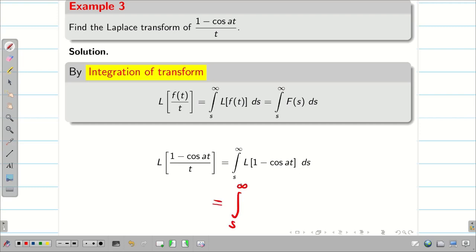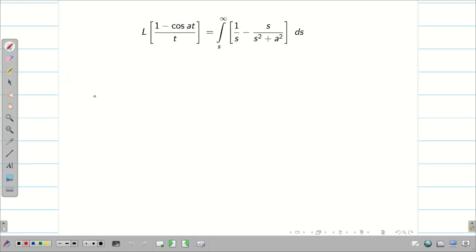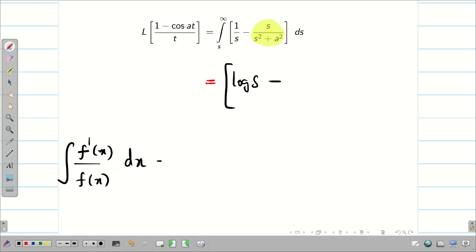Now applying Laplace transform, L of 1 is 1 by s minus L of cos a t is s by s square plus a square ds. Next we have to integrate this. We know that integration of 1 by x dx is log x. So I can write this term as log s minus, see this term students, we learned in unit 1 multiple integral. If my numerator looks like f dash of x, denominator looks like f of x, then integral of f dash of x by f of x is log f of x plus c.